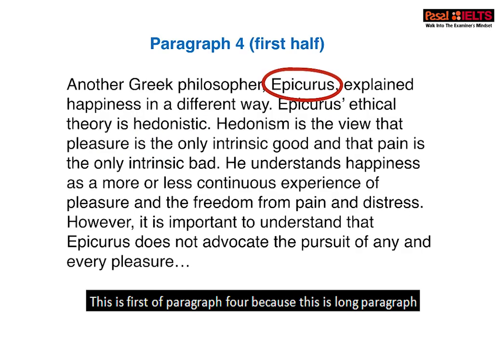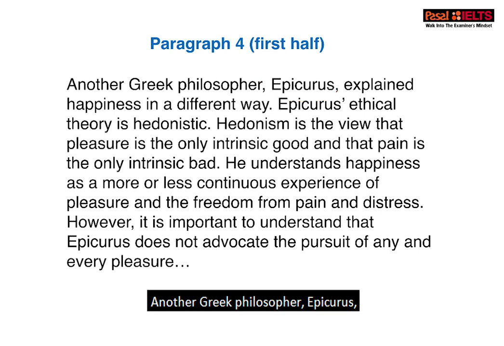This is the first half of paragraph 4 because this is a long paragraph. Another Greek philosopher, Epicurus, explained happiness in a different way. Epicurus' ethical theory is hedonistic.